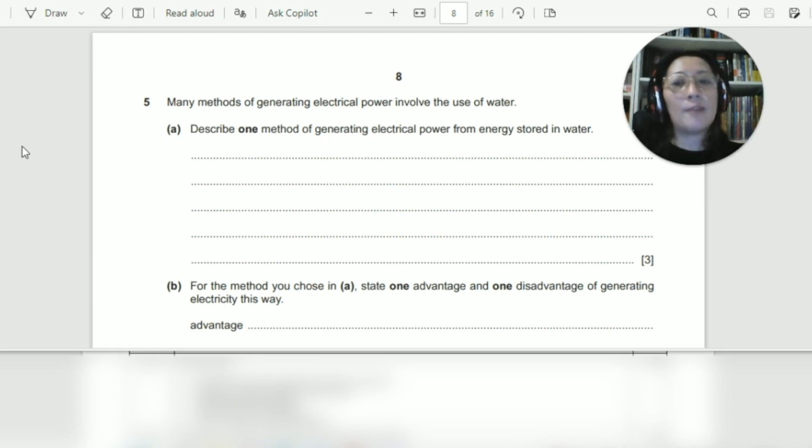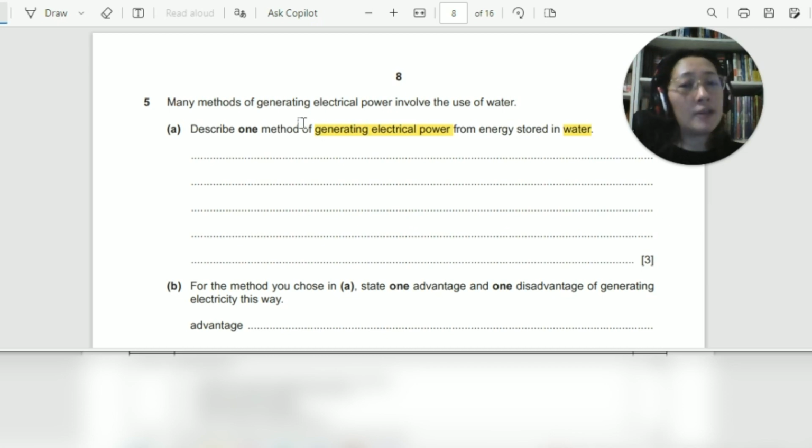Question 5. Many methods of generating electrical power involve the use of water. A. Describe one method of generating electrical power from energy stored in water. So to answer this question, you need to understand how we're able to generate electrical power from water. So think of one method which is really easy for you to be able to describe.